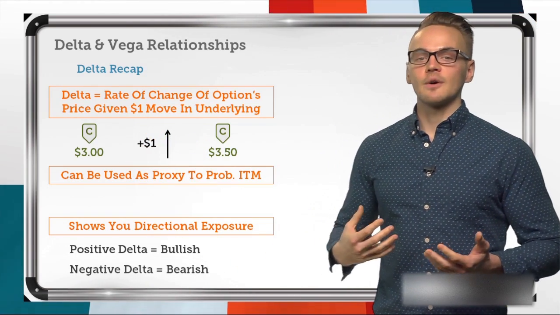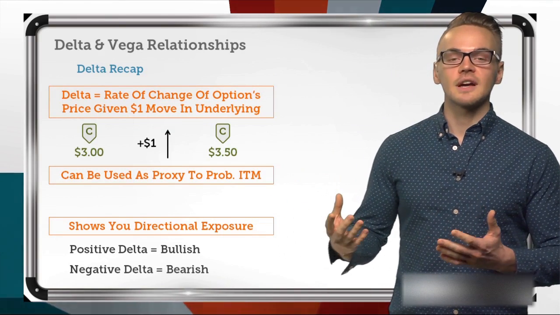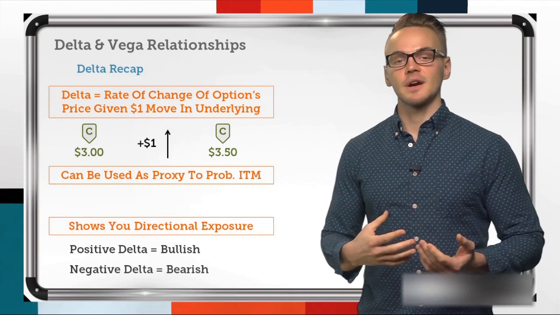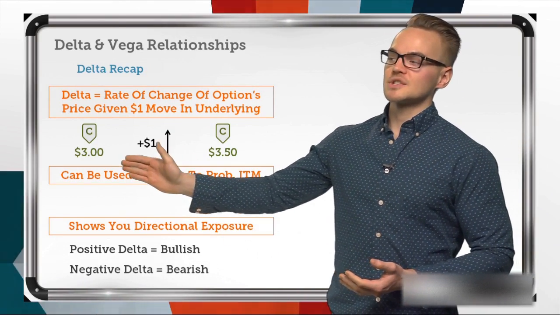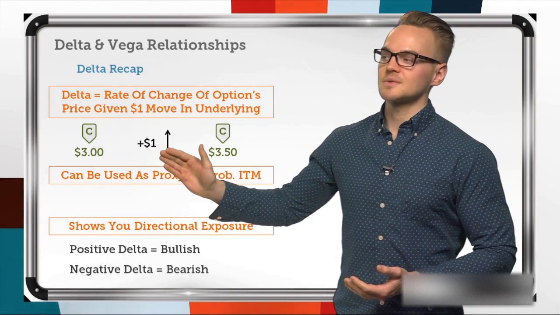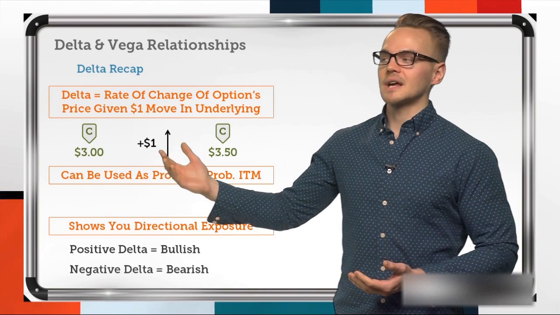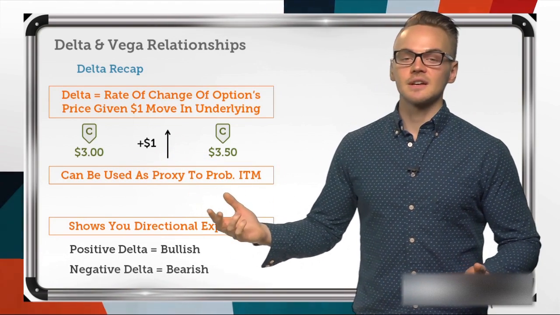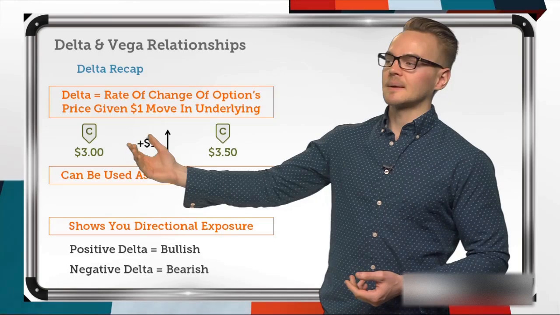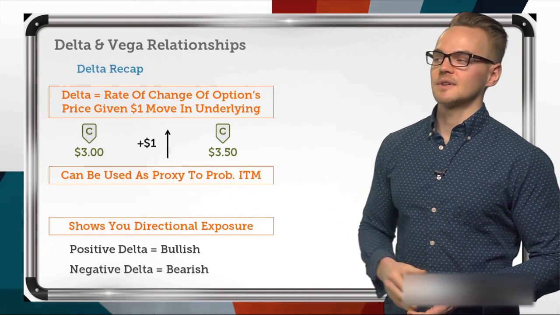That's because I know that if the change in the underlying price is going to change my option's price, and this option price changed by 50 cents, it must have had a delta of 50 prior to this $1 increase. Now, if we were to see this as a $1 decrease and it had a 50 delta, then we should see this option change from $3 to $2.50.